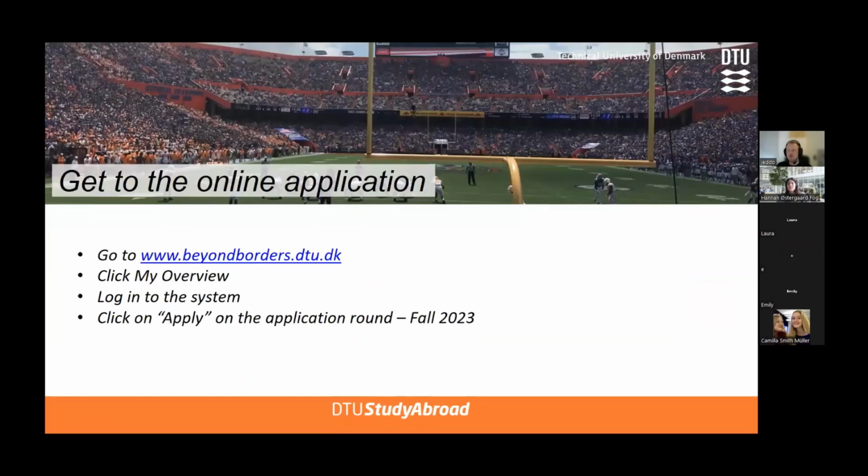Now, the first step, of course, is to get to the online application. As I'm sure most of you probably know, you basically go to beyondborders.dtu.dk. You click on My Overview, and then you're asked to log into the system. After that, you will be able to click Apply on the application round that is relevant. In this case, of course, it will be the application round for fall of 2023. Great. So I think I'll just go ahead and do that so that you can see what it looks like.